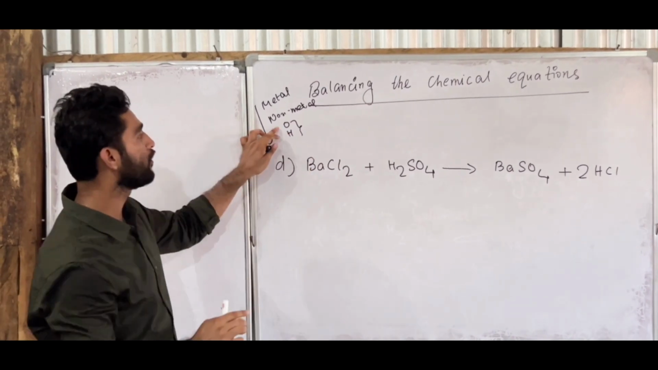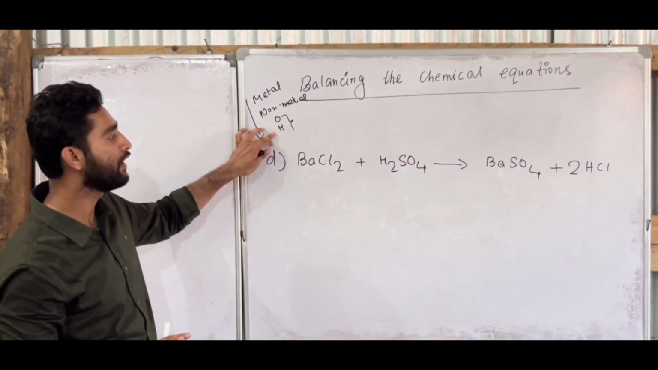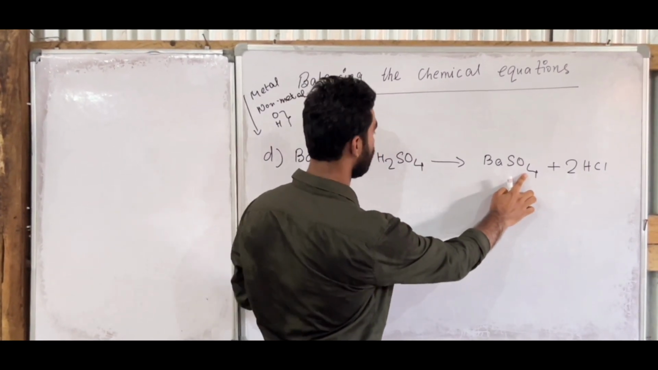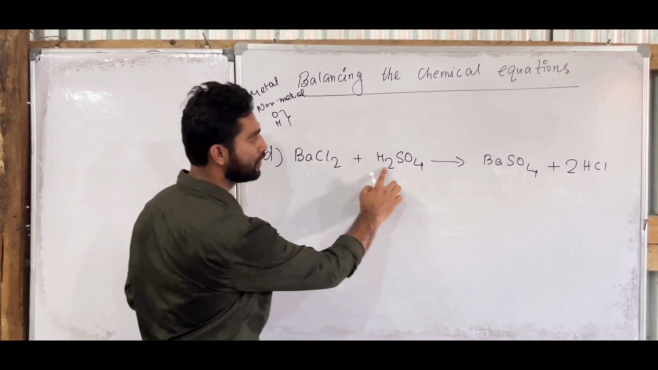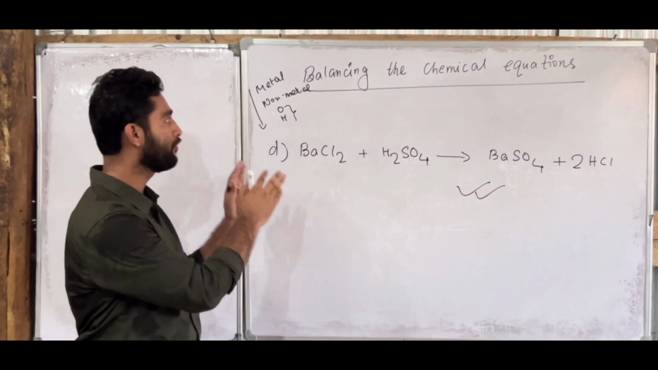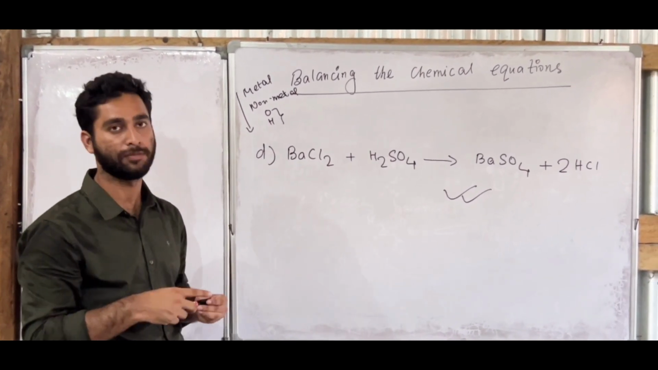Now try to balance the oxygen and hydrogen. First try to balance the oxygen and at last try to balance the hydrogen. Now check. Here oxygen how many? 4. Here oxygen how many? 4. Oxygen also balanced. Now hydrogen here how many? 2. Here hydrogen how many? 2. So the reaction became balanced. So if you follow this trick, this will be very helpful for you to balance the chemical reaction.